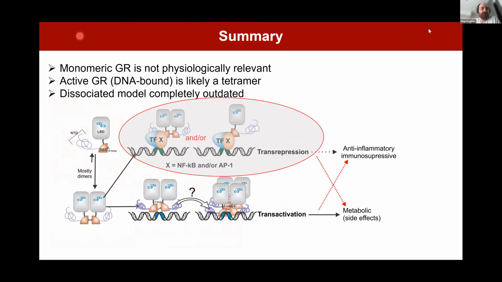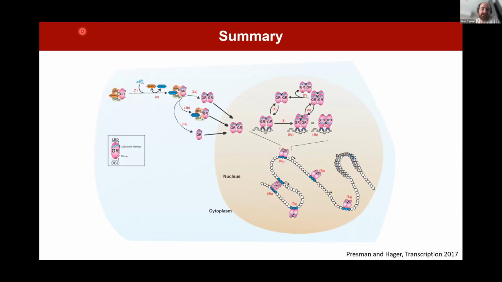So to summarize, monomeric GR, we claim, is not physiologically relevant. We believe the active GR, that means the DNA-bound form, is likely a tetramer. And the dissociating model is completely outdated. We need to stop trying to find better glucocorticoids by searching for monomeric GR. So with that, another summary, a much cleaner idea, is that most of GR is dimeric, and upon DNA binding it forms a tetramer. And DNA binding is essential for all activity of the receptor.